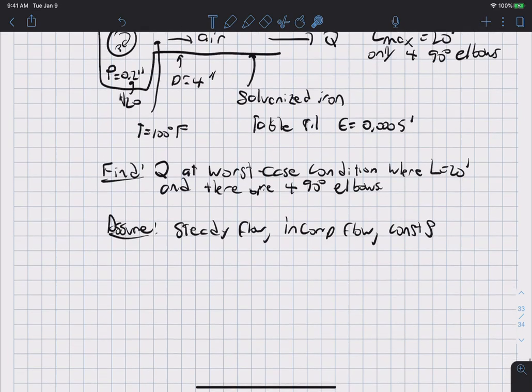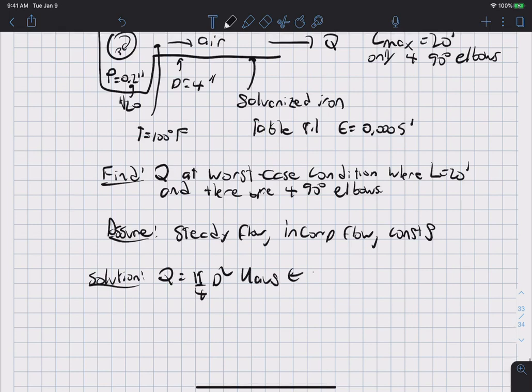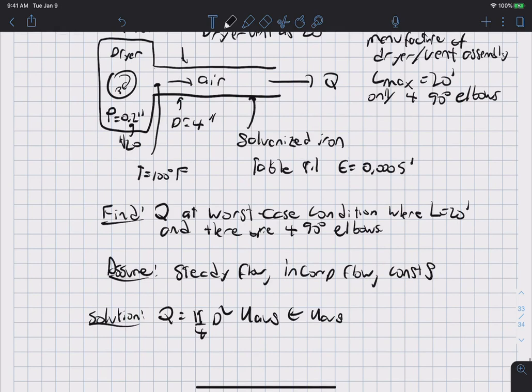Okay, and so the solution: Q equals pi over 4 d squared U average. The name of the game for this problem is we need to find U average, and we don't know that. We just know that there is a pressure of 0.2 inches of H2O in the dryer that's driving the flow outside. In reality that comes from some sort of fan, but we'll just say that the pressure in the dryer is what's driving it.